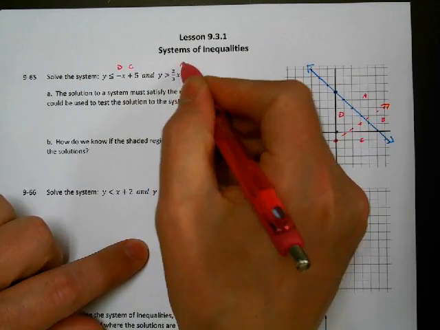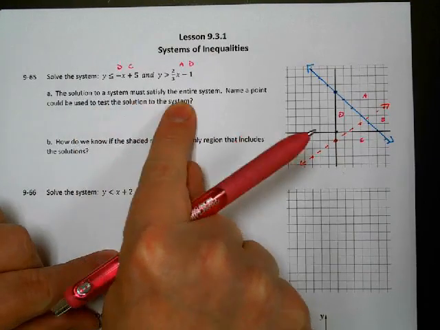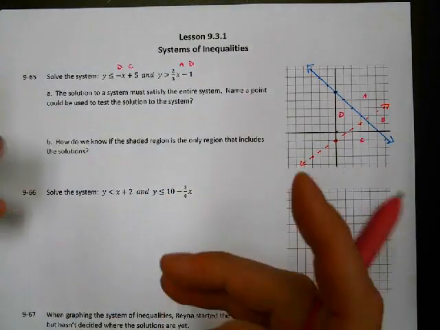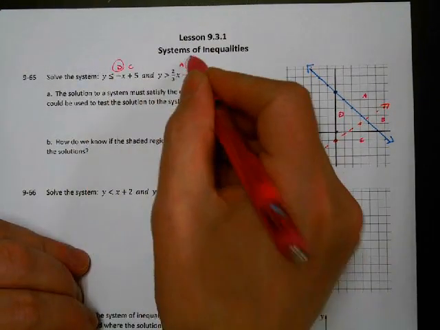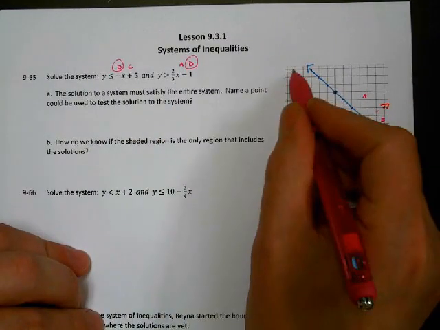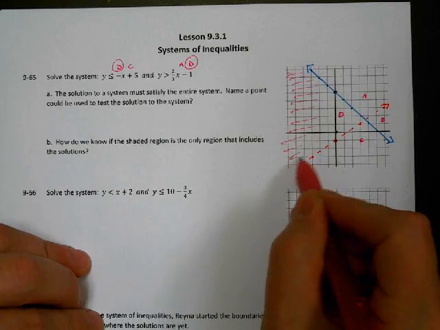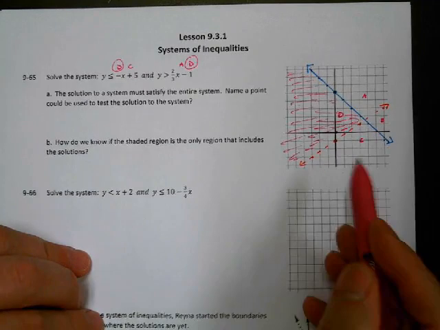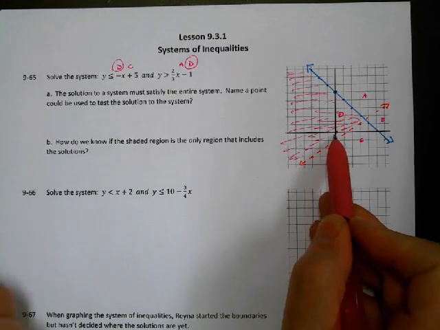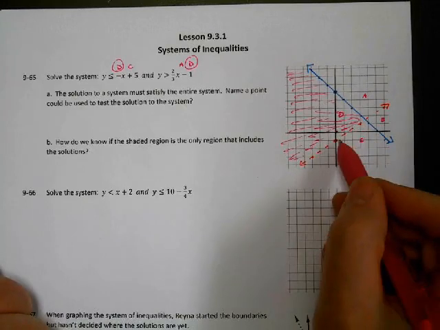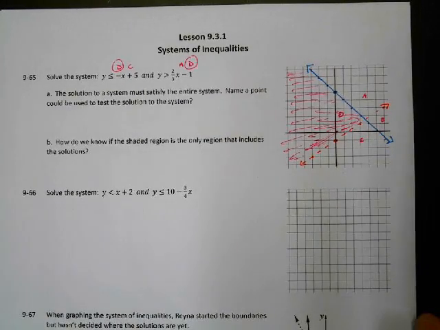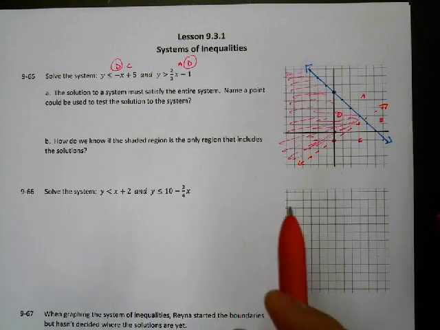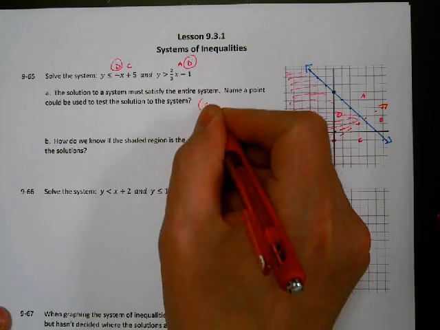So A and D. Now the solution to the system has to satisfy the entire system, meaning that whatever solutions we have has to work for both. Only D works for both. So this region must be the region where my solutions are. And we can test that with 0, 0, which we did earlier. 0, 0 is in that region, and it works for both inequalities. All right, so the system, name a point that could be used to test the solution. 0, 0 is a great point for that one.